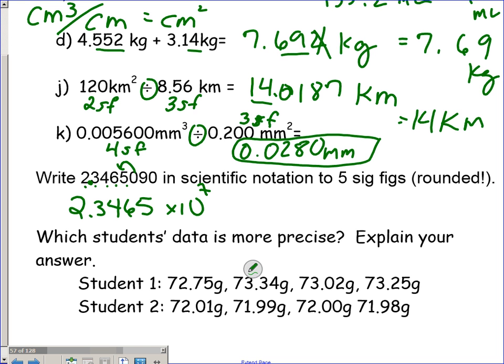D. Sometimes. Always. Between 1 and 10. Okay, that number in front. Always between 1 and 10. E. Never. F. Always true. Never true. Never true. I'm right.